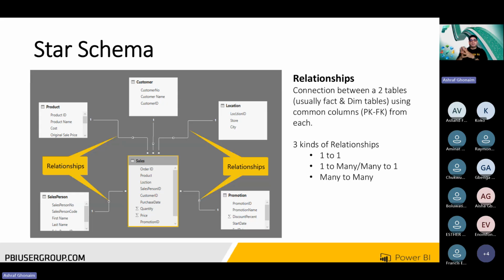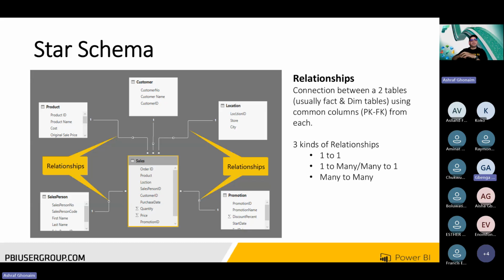The very common scenario in the dimensional model is the second one, which is one-to-many or many-to-one. It depends on where you are reading the relationship. So the relationship between a dimension and the fact table is one-to-many. The relationship between a customer and the sales transaction is one-to-many, because from the customer side, I just have one unique record for every single customer in the organization.